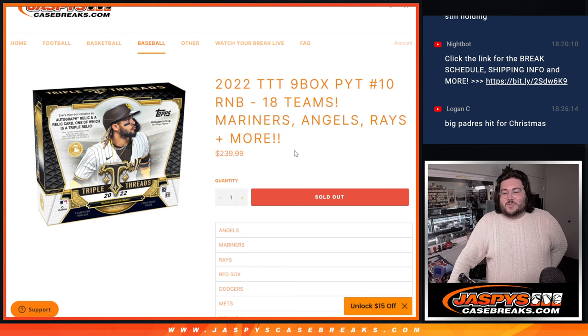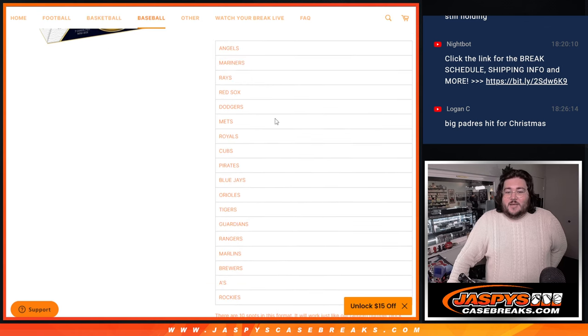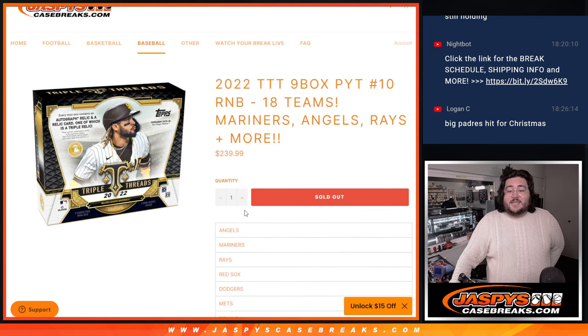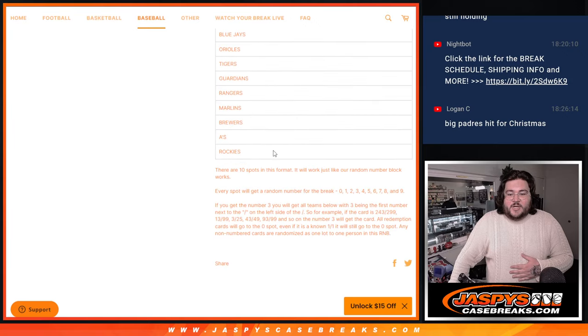18 teams. We'll say the list real quick. Angels, Mariners, Rays, Red Sox, Dodgers, Mets, Royals, Cubs, Pirates, Blue Jays, Orioles, Tigers, Guardians, Rangers, Marlins, Brewers, A's, and Rockies. 18 teams, but 10 spots. Get one of these hits for a fraction of the price. RNB spots from 1 to 0.